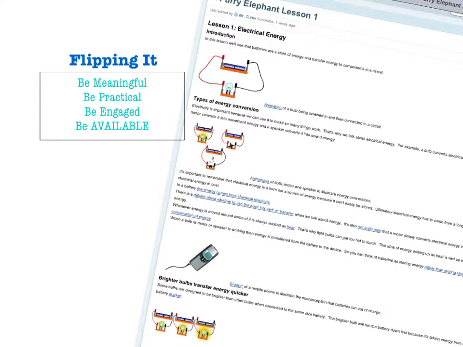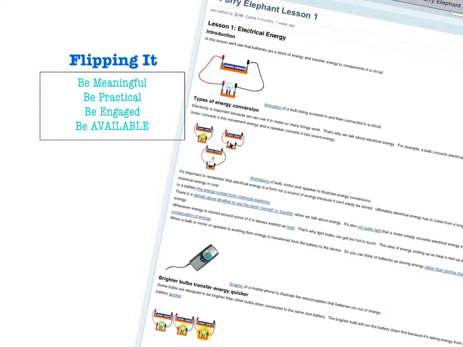There's lots of talk and banter going on about what a flipped classroom is right now, and certainly I can weigh in on that. But to summarize what I think a flipped classroom needs to be, it needs to be meaningful work. It needs to be practical for the teacher and for the students. You need to be engaged as a teacher in what the students are doing. Students need to be engaged in what they're talking about. And most importantly, as a teacher, you have to be available. Flipping a classroom is one thing, but if you're not available to the students when they come in, then the method is completely defeated. Really, the method is to make you available.